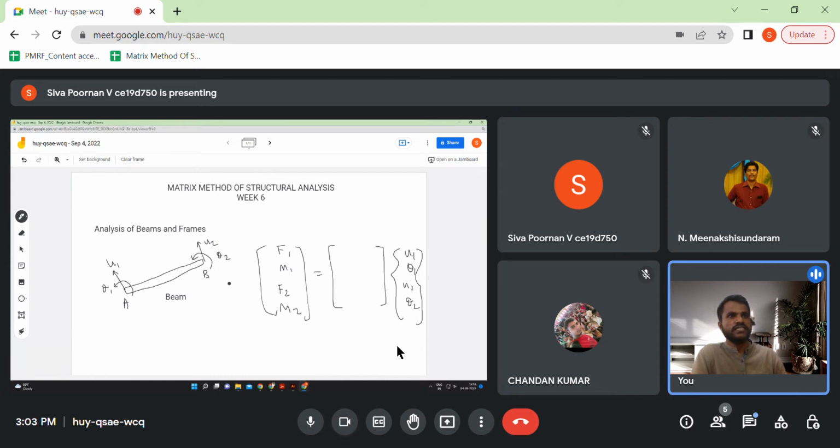So what we had discussed was, this problem we would be able to solve if there is a beam subjected to n forces and n moments. We would be able to calculate the n rotations and n displacements. Till this point, I hope it should be clear. If you have any doubts in that, you can ask me now. So I hope that's clear to everyone.